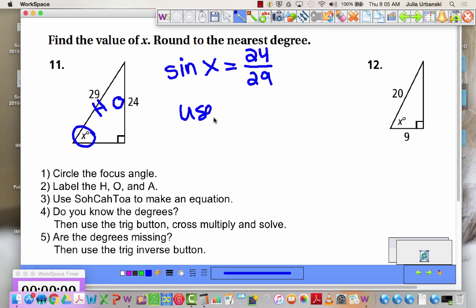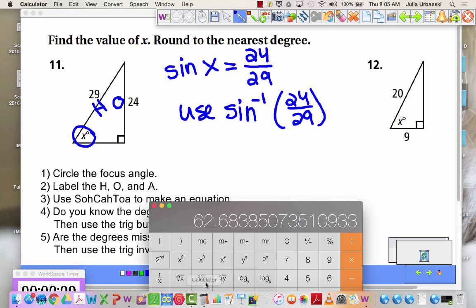Now, everyone's calculator, you have to learn your own calculator right now. But it goes like this. 24 over 29. Those of you with the kind of calculator that's not like mine, you guys get it easy. You type in sine inverse parentheses 24 divided by 29 and close parentheses and you're going to get an answer. Those of you with cell phones or borrowing my kind of calculator, you're going to do it this way.